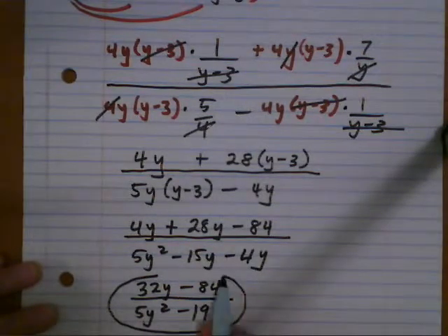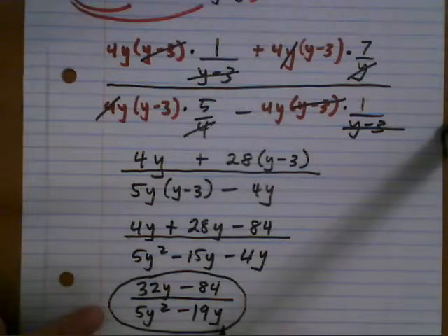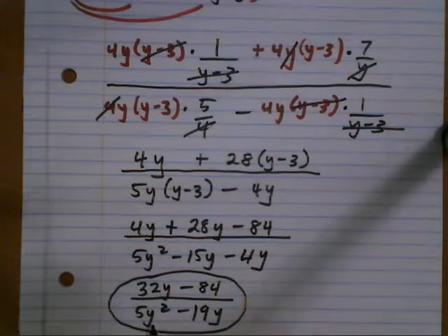And we would try to simplify this further if we could, put it in lowest terms, which would be factor, divide out common factors. But there are no common factors here. You can try factoring it out, but there's nothing else to do to simplify this. So that's the final answer.